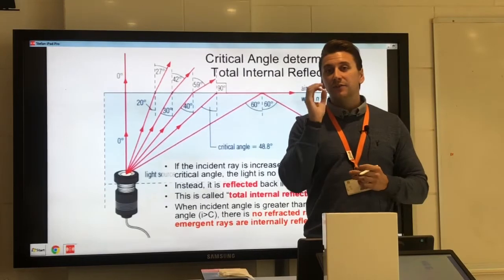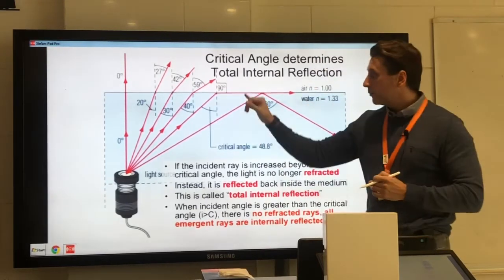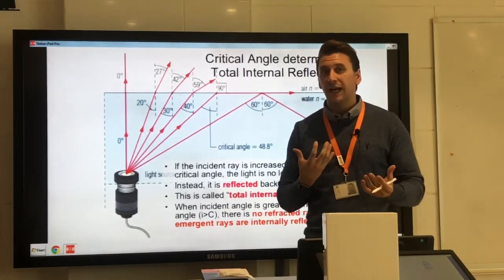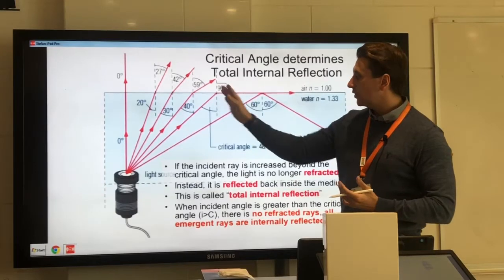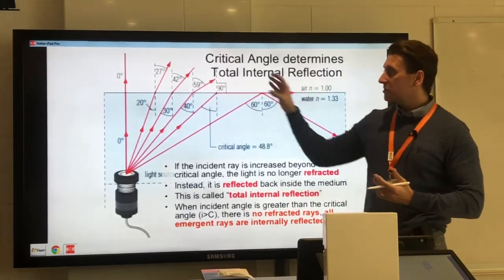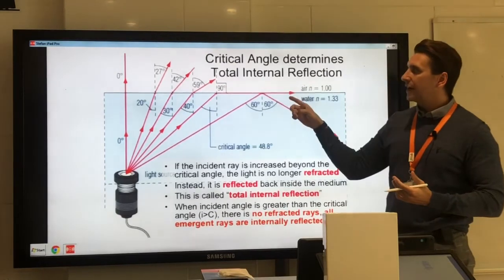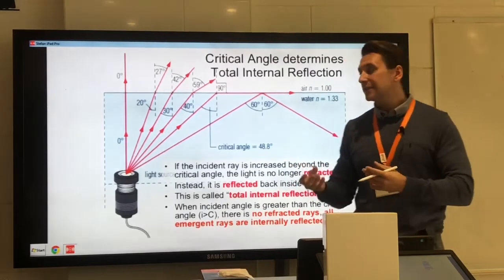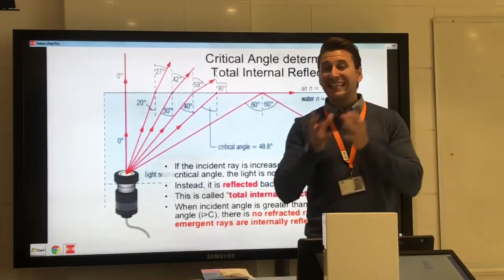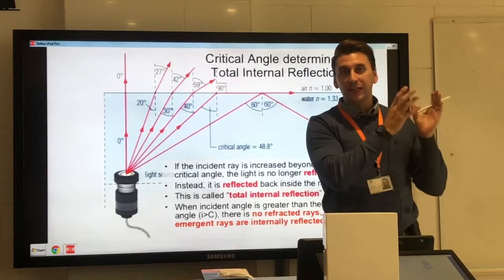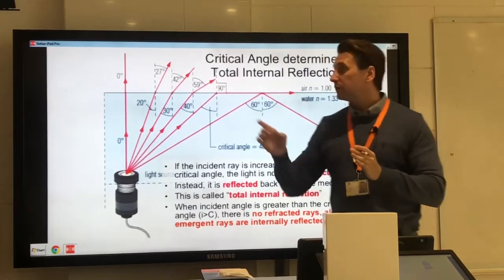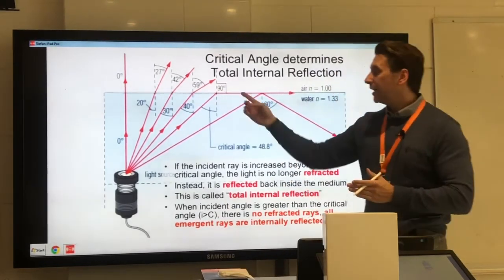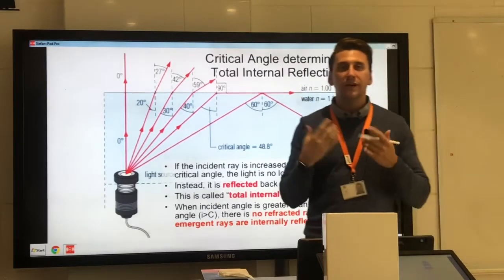Then when you get to a very specific incident angle, which happens here, which is 48.8 degrees for this glass, so very, very specific angle. When we get to an incident angle that is 48.8, something slightly different happens. It's still refracted, but it's refracted at a perfect 90 degrees. So what you could say is, when the incident angle of light is equal to the critical angle of the glass or the material, then the light will refract along the boundary. Okay, so at the critical angle, the light will refract along the boundary, which is a refraction of 90 degrees.